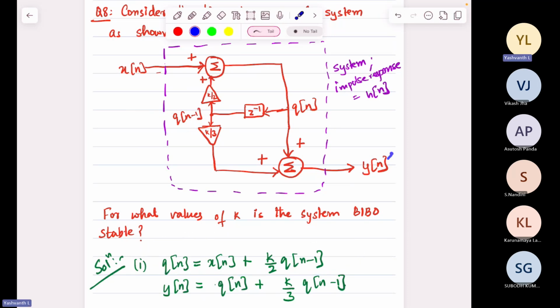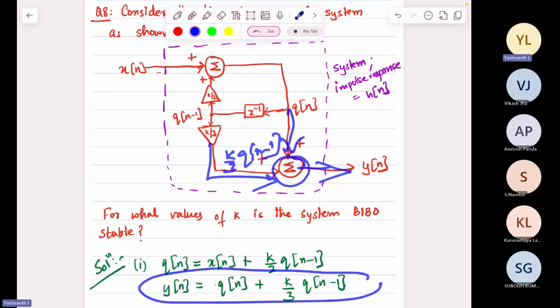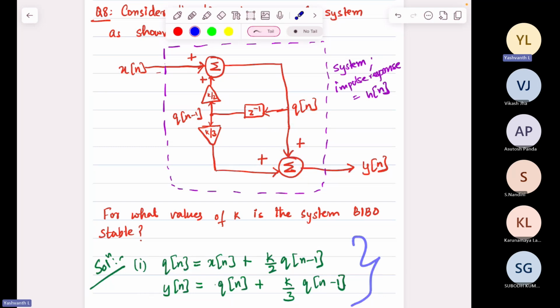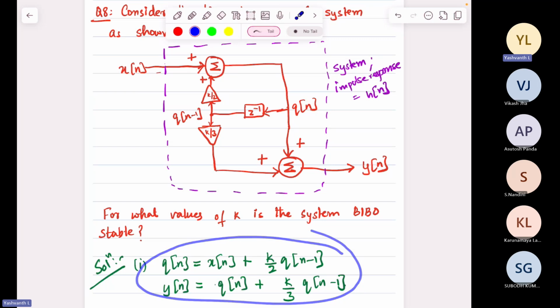Now, the second equation is for y of n. Y of n is obtained as the output of this summation. What are the two inputs to the summation? K by 3 into q of n minus 1 plus q of n. And that is the second equation. Can anyone tell me if at least these two equations are clear? How did I get these from this diagram? If these two are clear, then everything else is just simplification. Is this clear? How did I get these two equations from this diagram?